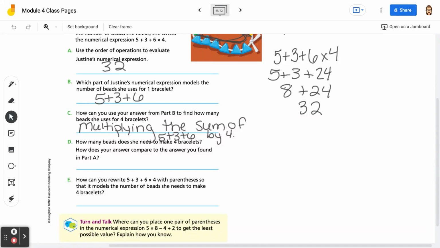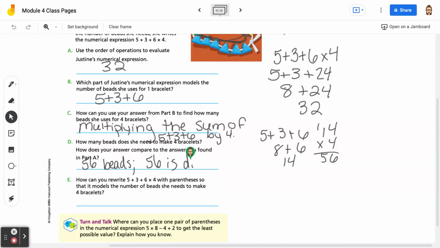So if we just do 5 plus 3 plus 6, we'd have 8 plus 6 is going to be 14. So we would be doing 14 times 4. 4 times 4 is 16. 4 times 1 is 4, plus 1 is 5. So that would give us 56 beads. And 56 is different than 32.